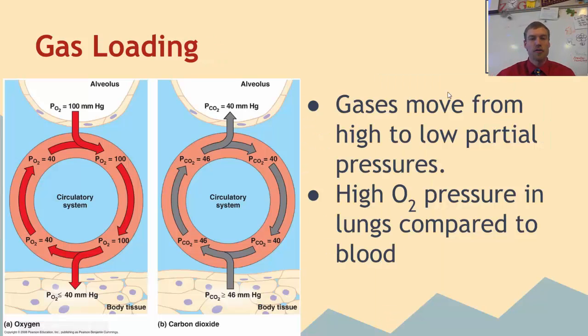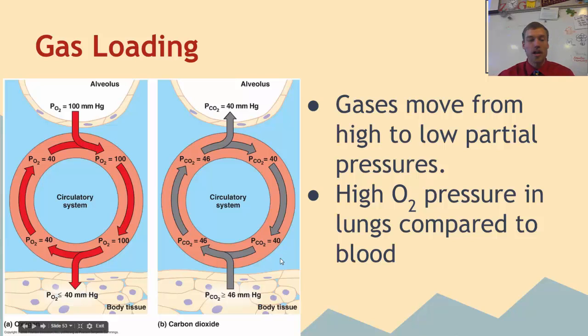So gases move from areas of high to low partial pressure. We've seen this before, right? It's just like moving from areas of high concentration to areas of low concentration. So in the alveolus, which is the singular of alveoli, there's a high partial pressure of oxygen. There's a lower partial pressure of oxygen in the capillaries themselves. So the oxygen moves into the blood. And then once it gets to the cells, the body tissues have a lower partial pressure. So now the oxygen moves out into the rest of the cells.